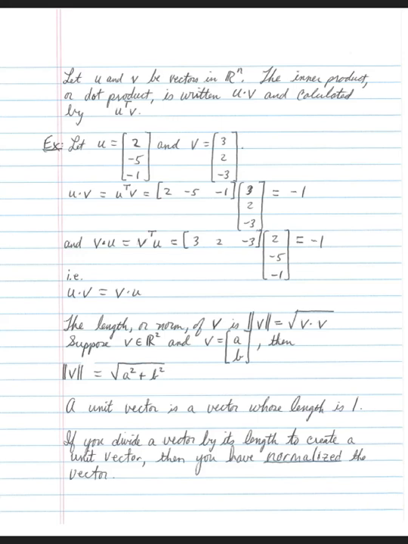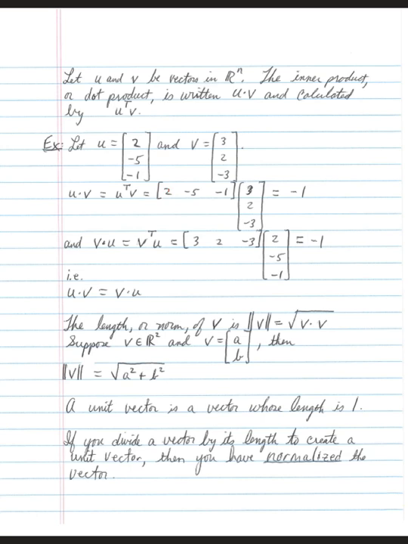Let U and V be vectors in Rn. The inner product or dot product is written U dot V and calculated by U transpose times V. Let U be a 3 by 1 matrix or vector, and V be the same, different numbers but same dimensions. The dot product of U and V is calculated by U transpose times V. If you take vector U and lay it horizontally, that's its transpose, and then V stays vertical.